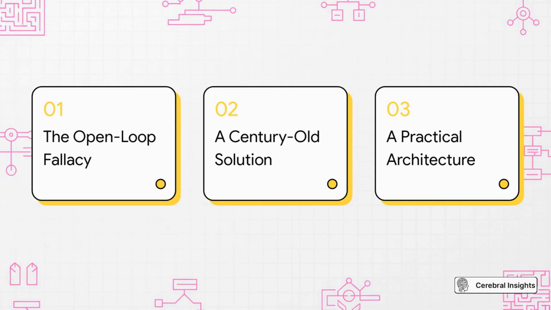Well, we're going to tackle this in 3 steps. First, we need to diagnose the symptom, what we call the open loop fallacy, which is what's causing so many of these projects to just fall flat. Then we're going to dig into the mechanism behind the fix. And this is the really cool part. It's a solution that's been around for over a century. And finally, we'll put it all together and lay out a practical, stable architecture for building agents that you can actually trust to run in the real world.